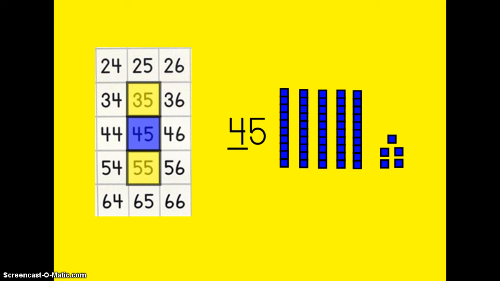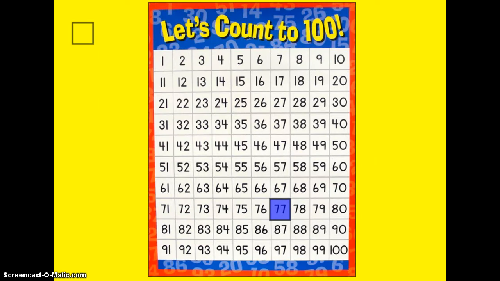5 tens and 5 ones is 55, just like on the 100 chart when it told us that 55 was 10 more than 45. Let's look at 77 on the 100 chart. See if you can find what 10 less would be.